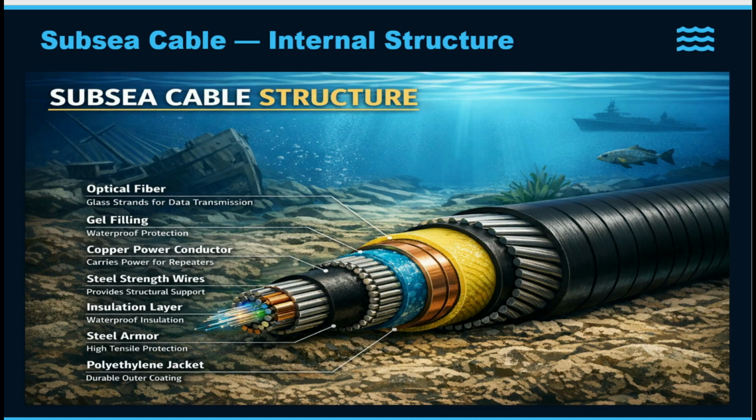Then comes the insulation layer for waterproof insulation. Inside that we have steel strength wires. These give the cable mechanical strength so it does not break under ocean pressure. Then there is a copper power conductor. This is very important. It carries DC power up to 10 kV from the landing station to power the repeaters sitting on the ocean floor.